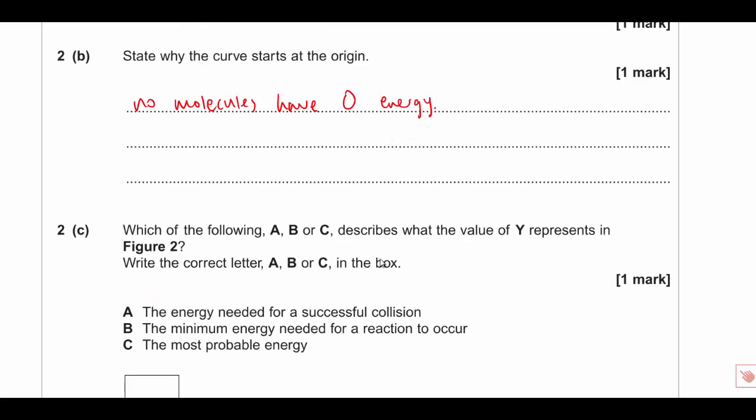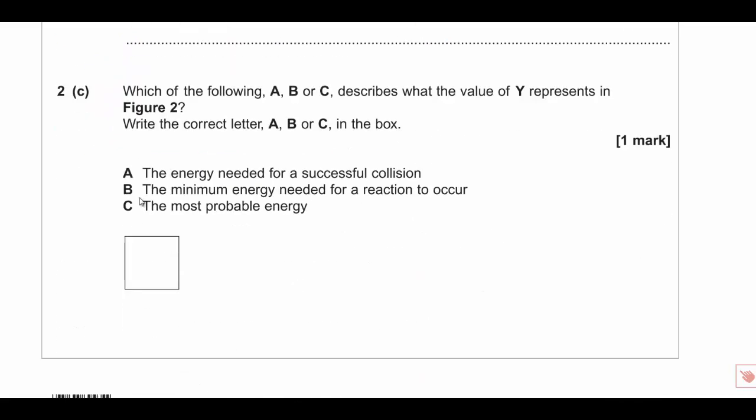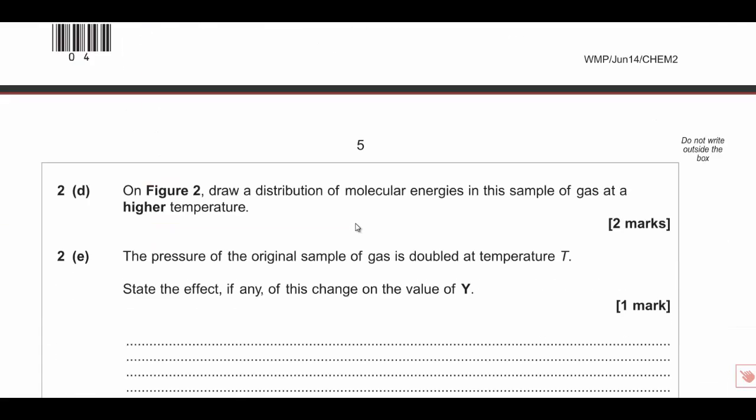Which of the following, A, B or C, describes what the value of Y represents in figure 2? So this is Y, top of that peak there. A, the energy needed for a successful collision, well, that's our activation energy. B, the minimum energy needed for a reaction to occur, that's also our activation energy. C, the most probable energy, so we're going to have C right there. Boom, one more nice little mark.